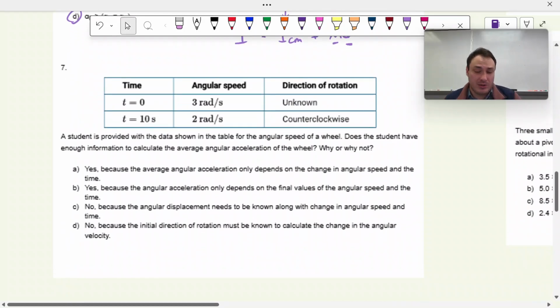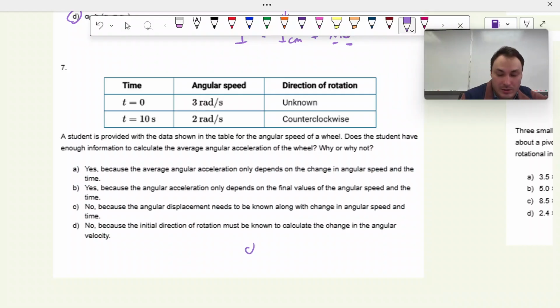A student is provided with the data shown in the table. Does the student have enough information to calculate the average angular acceleration of the wheel? Okay. Yes, because the average angular acceleration only depends on the change in angular speed. Yes, because the average angular acceleration only depends on the final values of the angular speed and time. No, because the angular displacement needs to be known along with the change in angular speed. No, because the initial direction of rotation must be known to calculate the change in angular velocity.